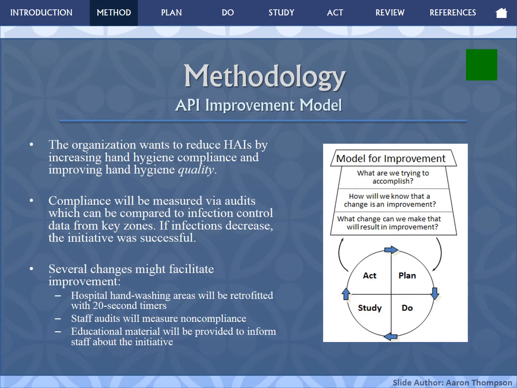The API improvement model asks three major questions. Where do we want to go? How will we know if we've arrived? And how are we going to get there? Basically, it establishes goals and helps the team to refine their initial strategy.